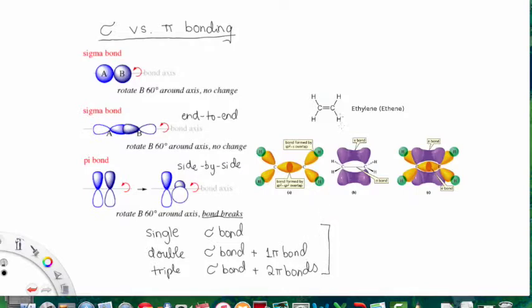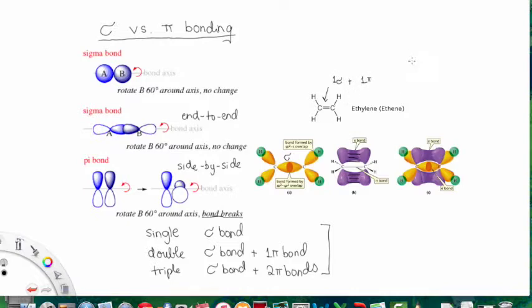So as an example, let's look at ethylene. This is a hydrocarbon, C2H4. This first diagram right here shows that there's an end-to-end overlap between the two carbons. This is an sp2-sp2 overlap due to the hybridization, which I'll talk about in a second. But in addition to this end-to-end overlap, which is creating a sigma bond, there's also a side-to-side overlap of these two p orbitals, which creates a pi bond. So this is the side-to-side overlap. And so thus, in order to have this double bond, we have one sigma plus one pi.